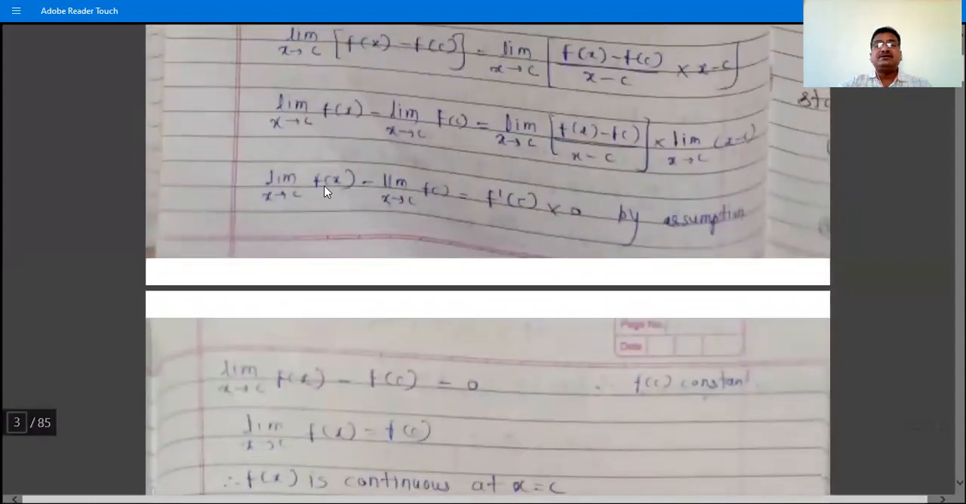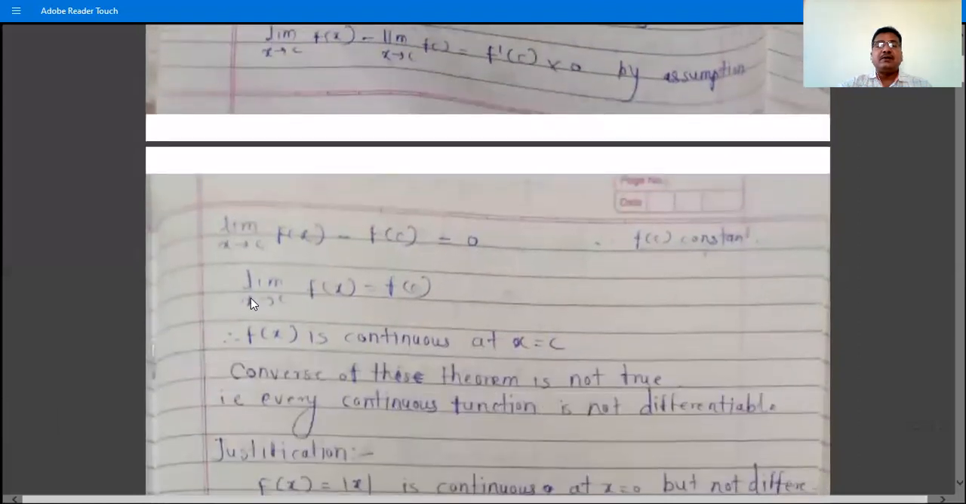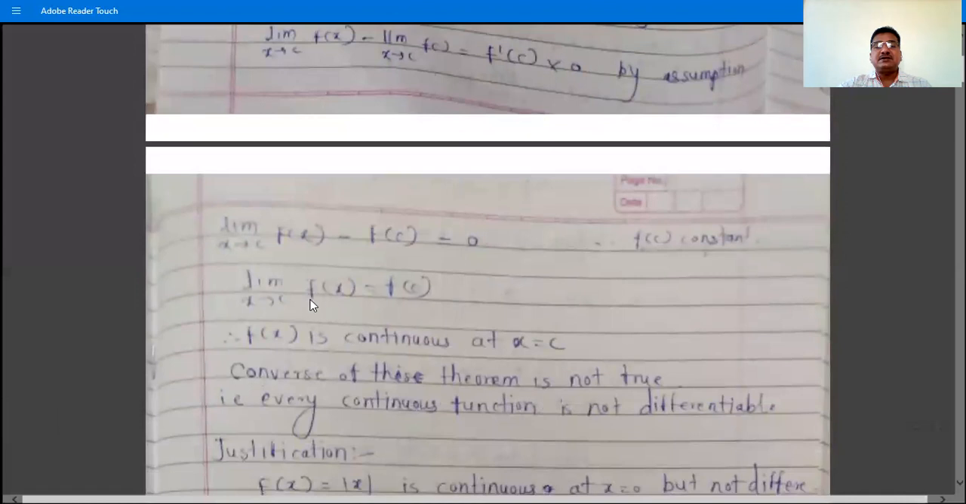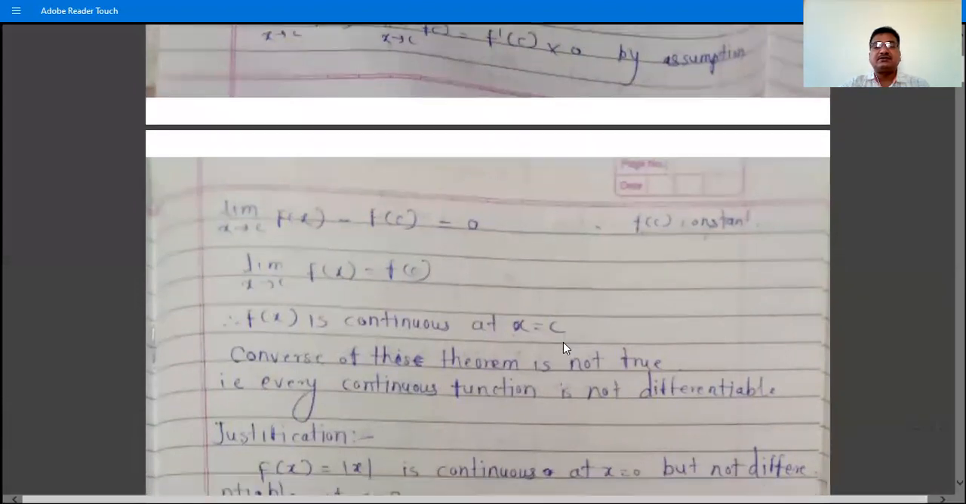So we have limit x tends to c of f(x) minus limit x tends to c of f(c) equals f dash c into 0, which is 0. Therefore limit x tends to c of f(x) is equal to f(c), shifting f(c) to the RHS. This means f(x) is continuous at x equal to c. Why? Because limit x tends to c of f(x) is equal to f(c). This is the definition of a continuous function. So this limit exists and is equal to f(c), therefore f(x) is continuous at x equal to c.